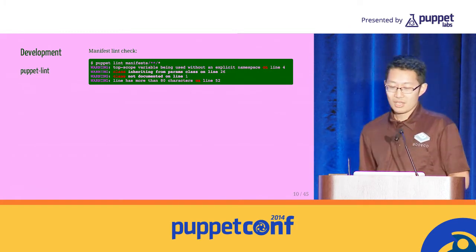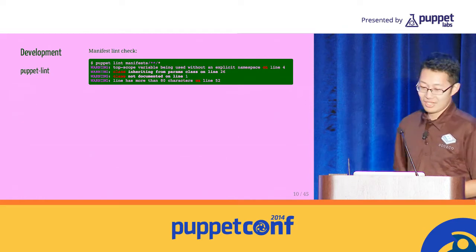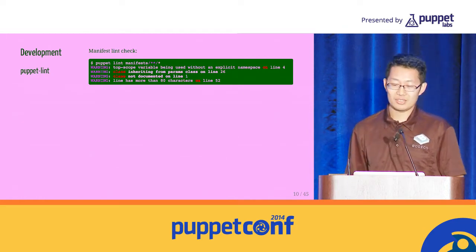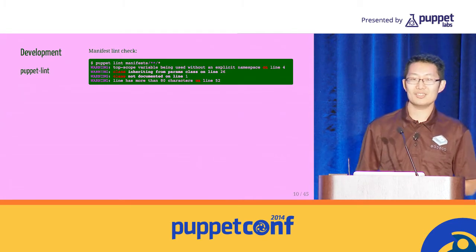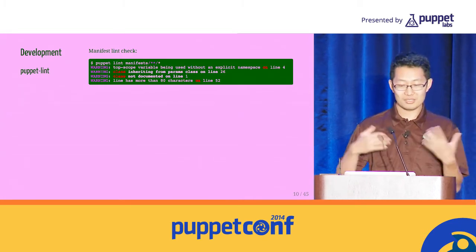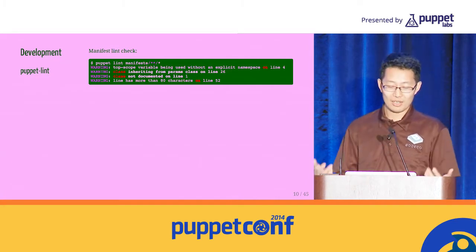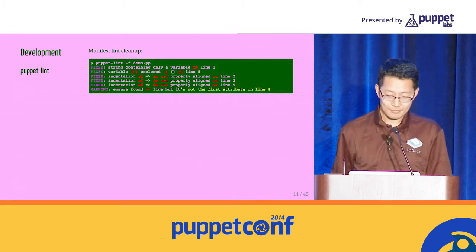So if you run Puppet lint in your manifest directory, it'll list all the warnings, give you the errors, and tell you all the problems with it. And these are things that, from a consistency level, tell you how your code looks, how it compares to the style guide, and whether it's acceptable or not.